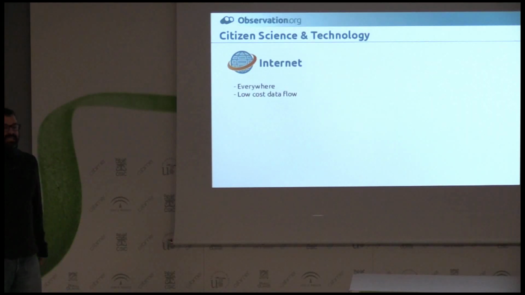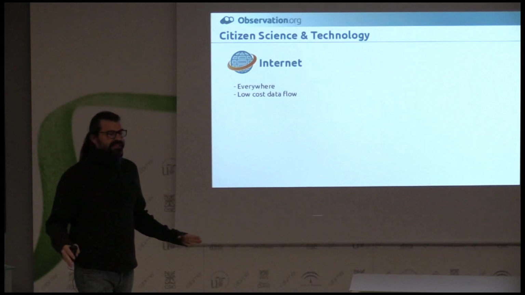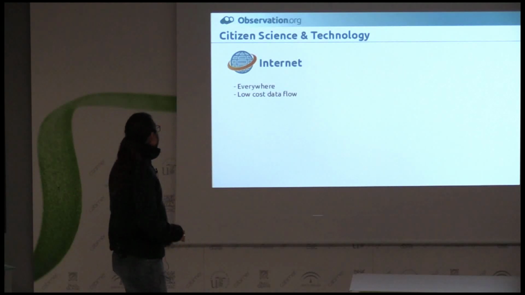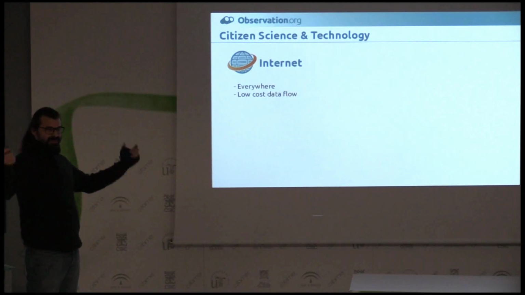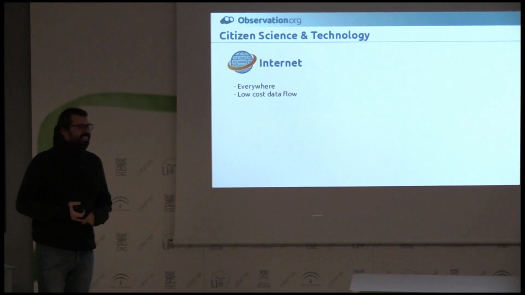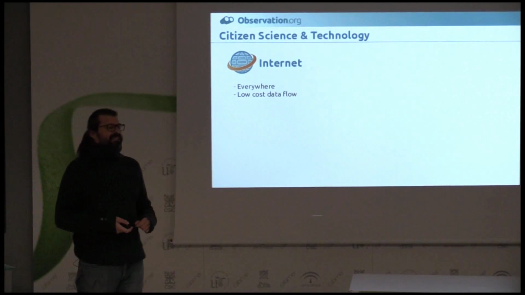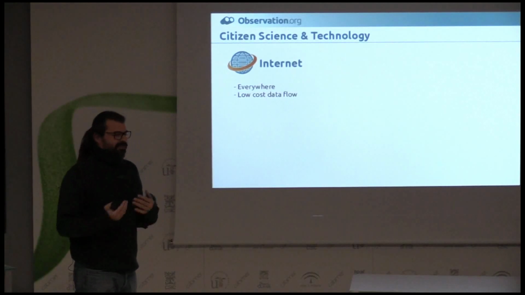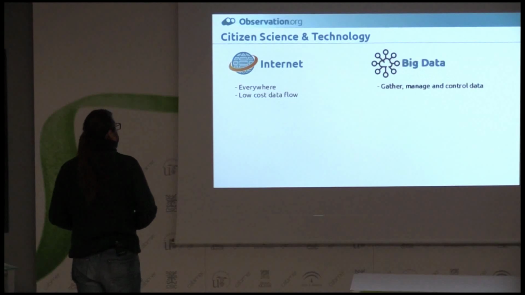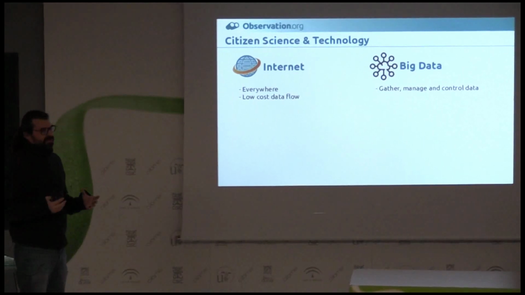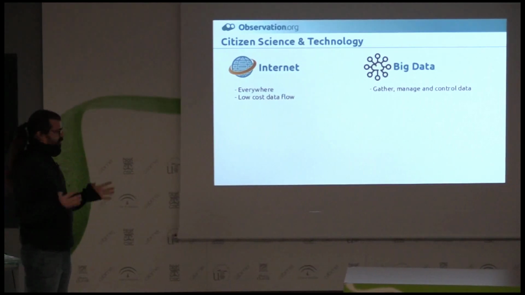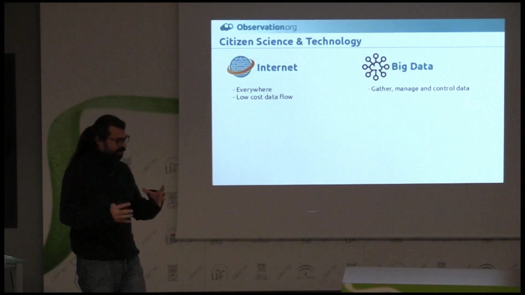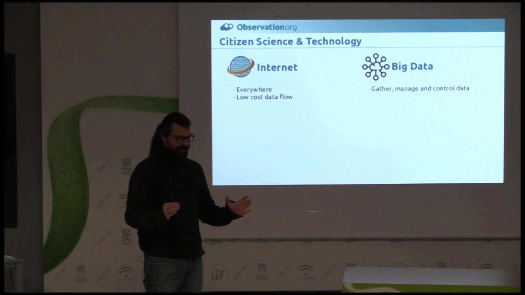Well, nowadays we have technology. Everything has changed. We don't have to use the pony mail anymore, and we don't need the paper. We have internet. It's low cost. It is everywhere, and the data is very easy to send or to receive. You don't have to pay anything for it. Also, now we have the power to manage a lot of information. We have big data. You can gather the information, manage all this information, and you can keep it under control.